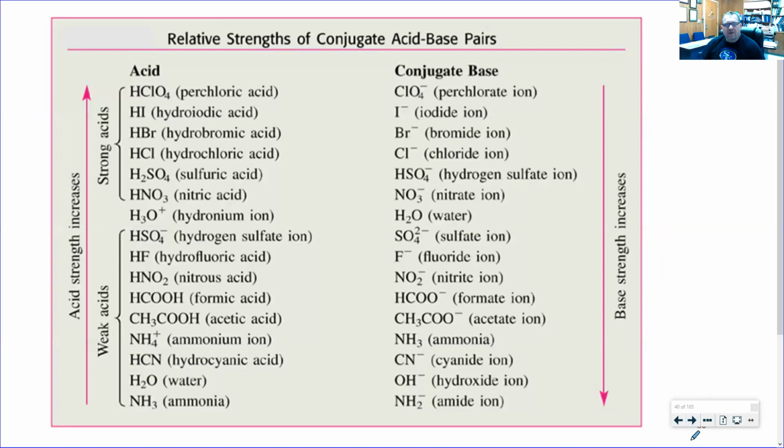So this table gives us a comparison of the strengths of acids and bases. And what it ties together is the comparison of the conjugates in a system. So if we look at this side, we have the acids, and on this side, we have the conjugate bases. And things to point out is that the strength of the acid is the highest up here, and the strengths of the bases are lowest down here.